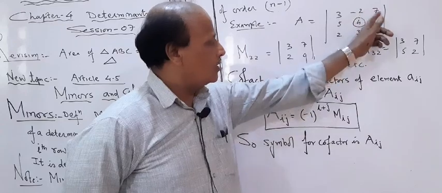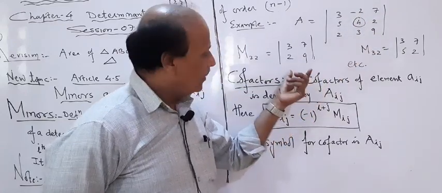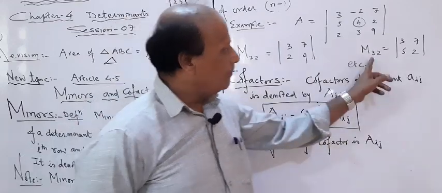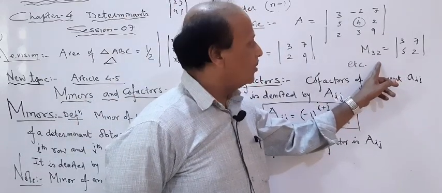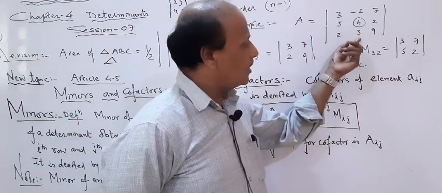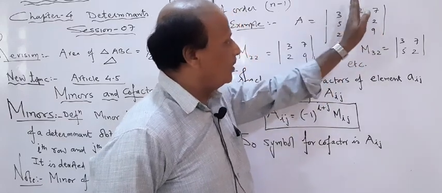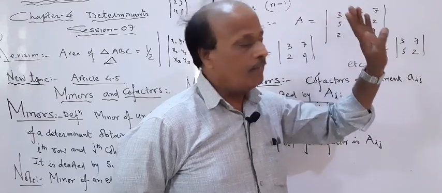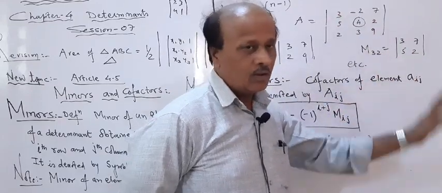So 3, 2, 7, 9 will be remaining. That will be the minor of this 3 cross 3 determinant. M32 means third row, second column. So you delete this row and this column. So 3, 5, 7, 2 will be the minor of A32. These are the two examples.